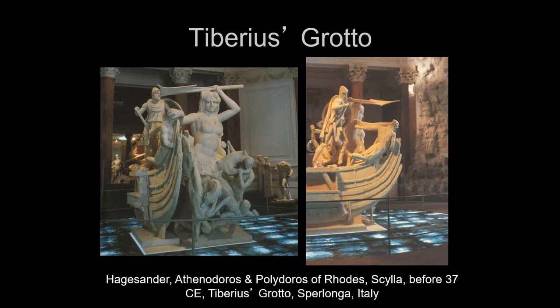So Scylla is this great sea monster, this terrifying sea monster that has dogs for legs. And as you can see, she's absolutely gigantic. And Odysseus is here trying to pilot past her as he's on his desperate way to get home, and she's ripped an oar off the ship and is killing people with it. It's really kind of a dramatic scene.